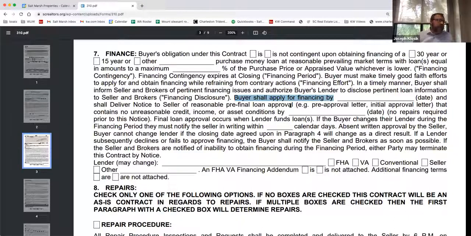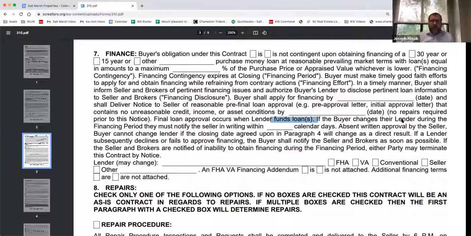And then they deliver notice to seller of reasonable pre-final loan approval, meaning a pre-approval letter, initial approval letter that contains no unreasonable credit, income, or asset conditions by blank. Okay. Also, no repairs required prior to this notice. Final loan approval occurs when the lender funds the loan.